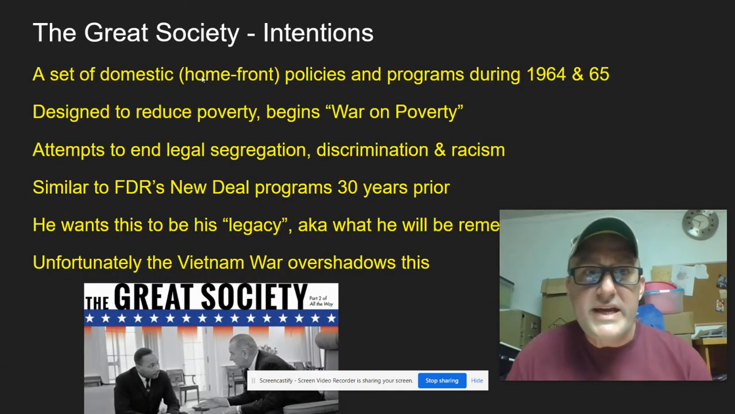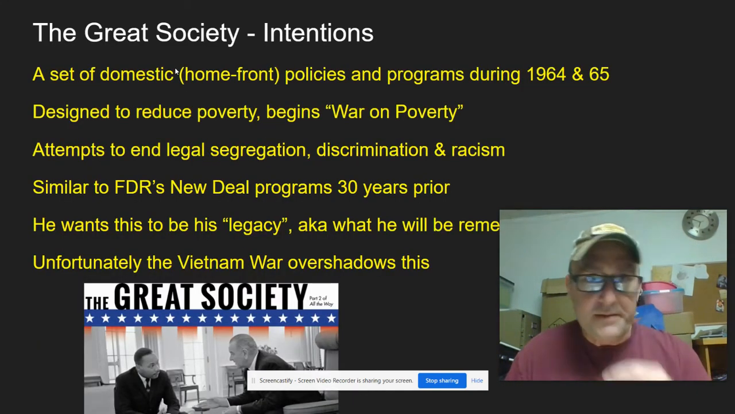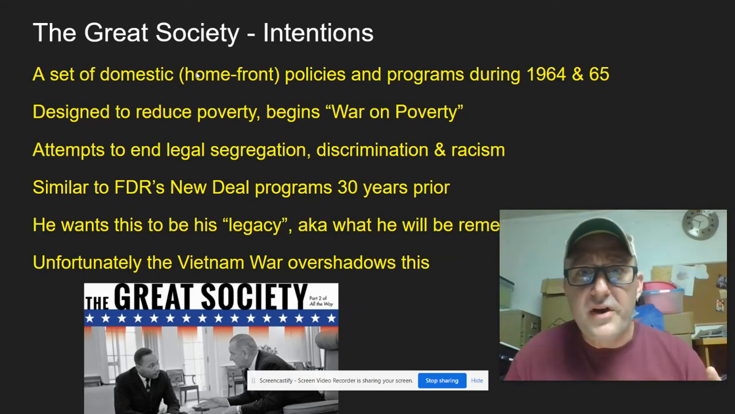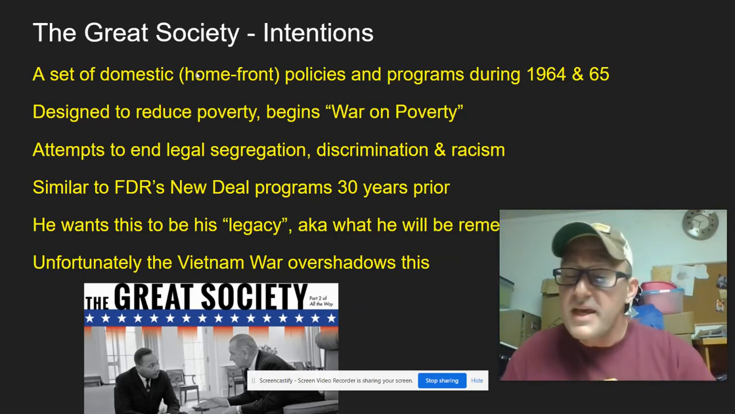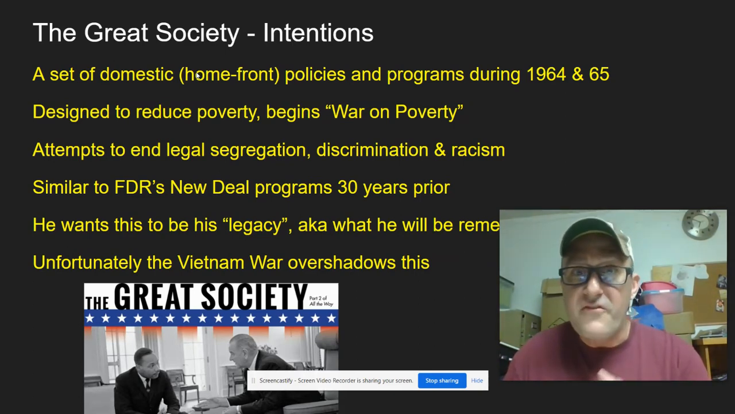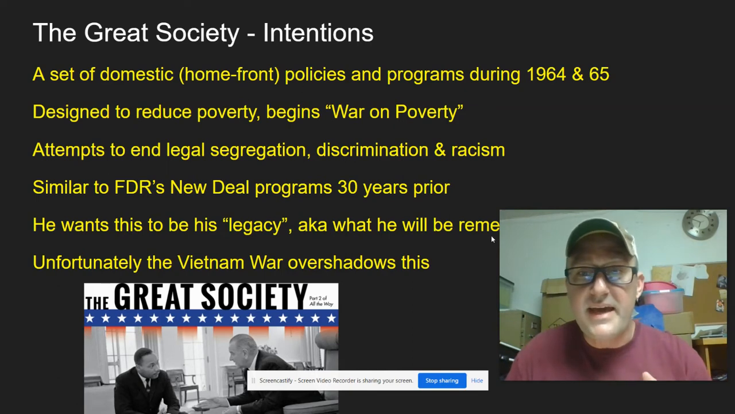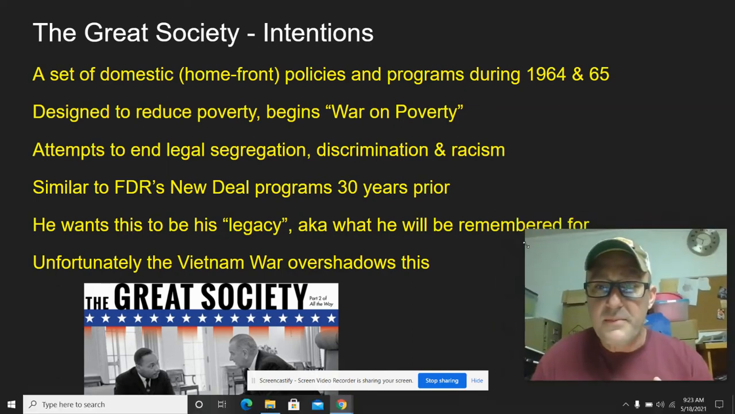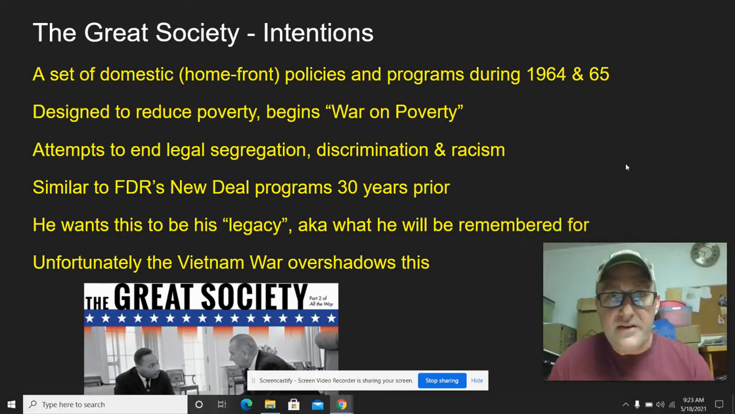Okay, so Great Society intentions. For this one, I'm kind of going over, and I do think whether you're a fan of Lyndon Johnson or not, which he has, a lot of people think he was a great president, and then there's a lot of people that are very critical of him and think that he didn't do a very good job as being president for a variety of reasons.